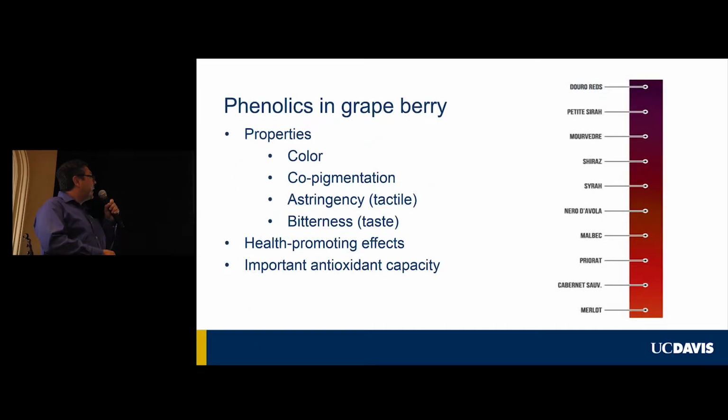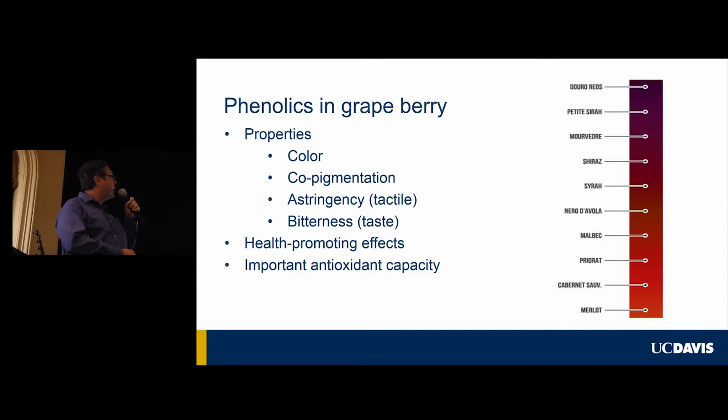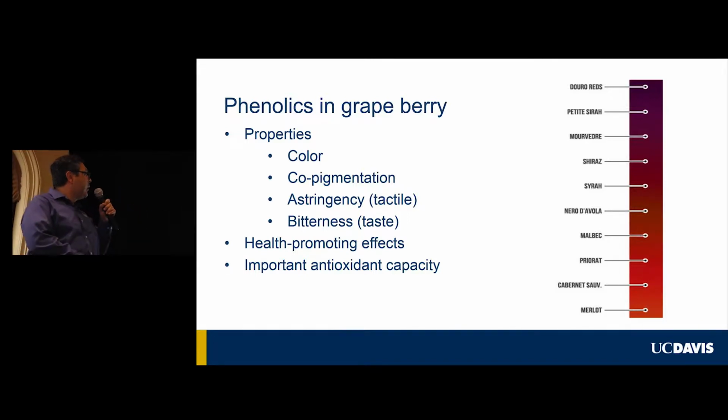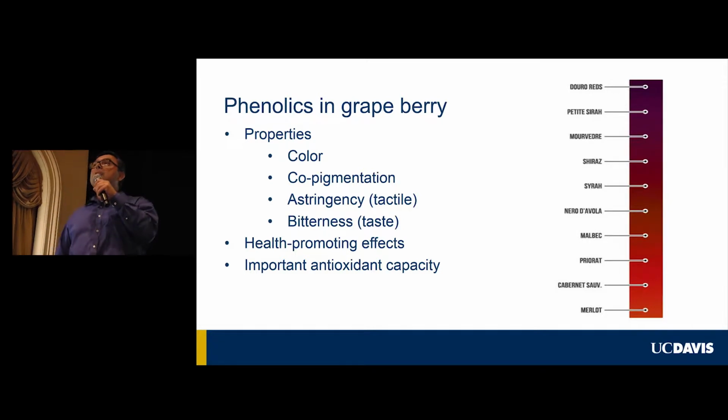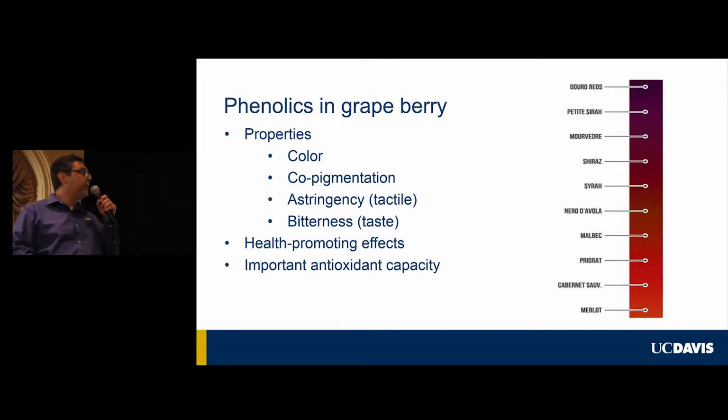When we look at the phenolics in the berry, for lack of a better term, the flavonoids, we assign some properties to these flavonoids. So you get the color from the flavonoids, you get the copigmentation from some of the other flavonoids like your flavonols. You get some tactile sensation from skin proanthocyanidins, and you get a taste sensation from seed proanthocyanidins. Of course, they do have health promoting effects, and they have important antioxidant properties.